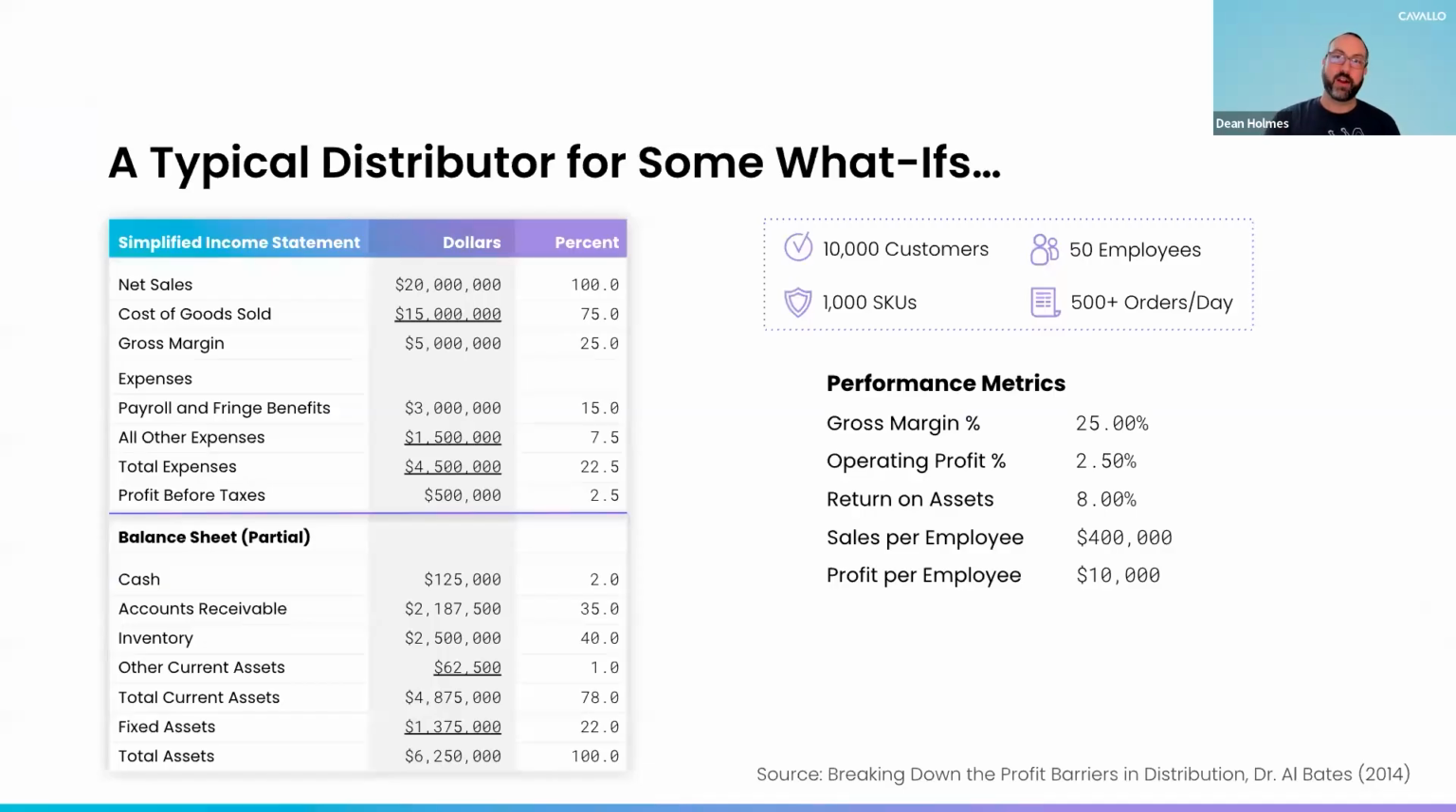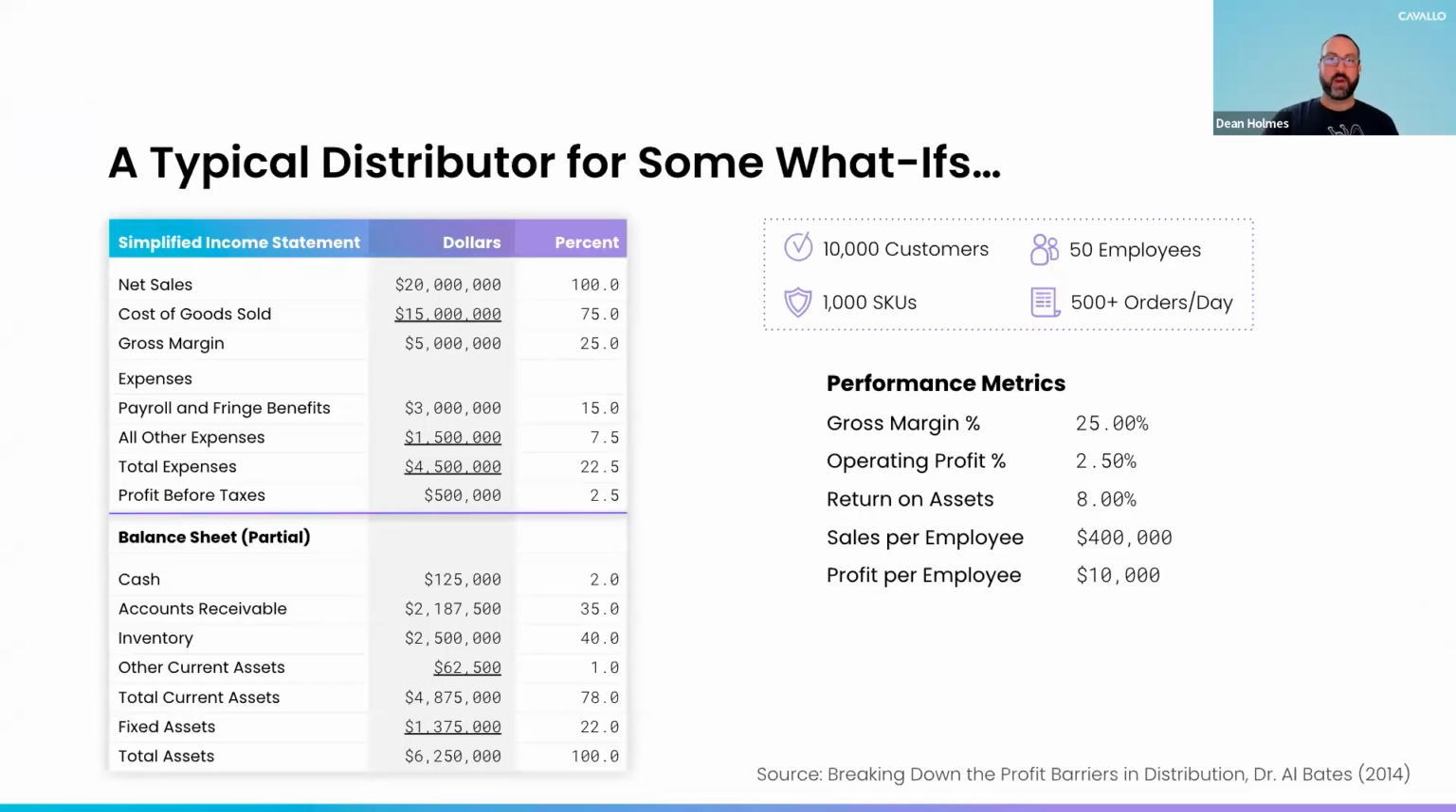I'm going to jump back into our example mid-market distributor that's doing those 500 orders a day, right? Company's got about 10,000 customers, 1,000 SKUs, 50 employees. We're going to use their sample P&L as a benchmark. They've got about 20 million in net sales, 15 million cost of goods sold, another 4.5 million in total expenses. All told, in this example, we're looking at a 2.5% in profit before taxes, or operating profit.